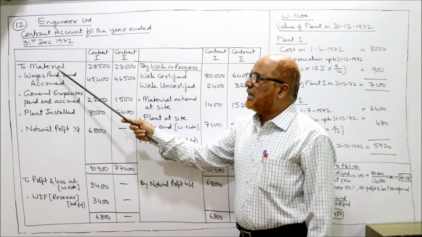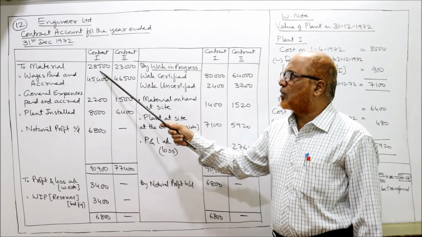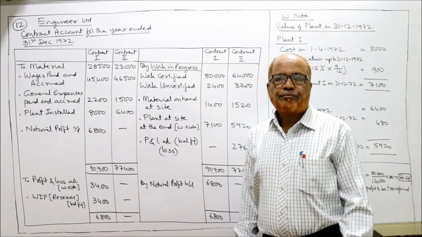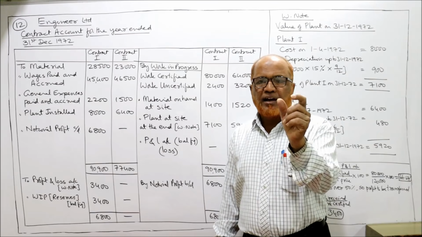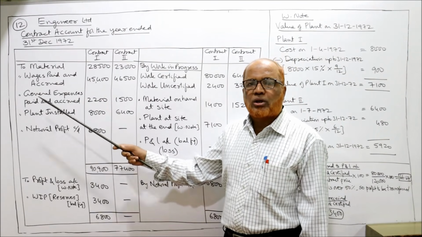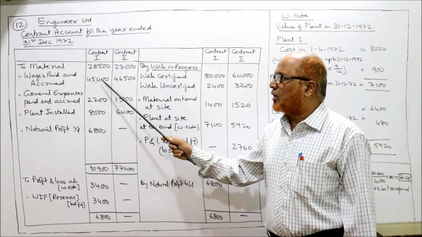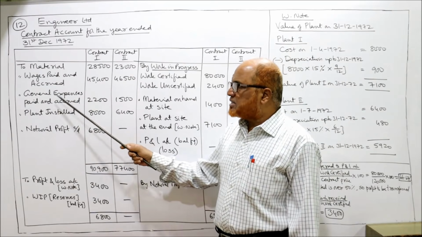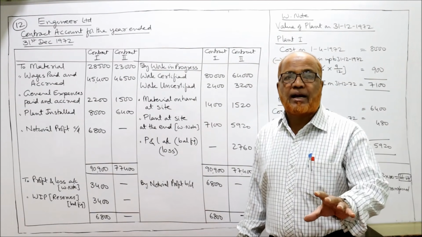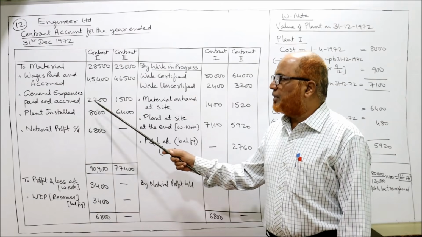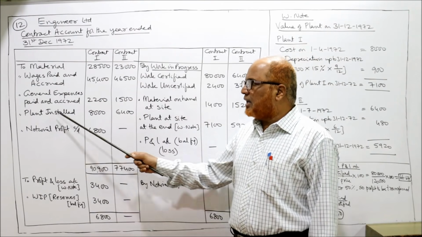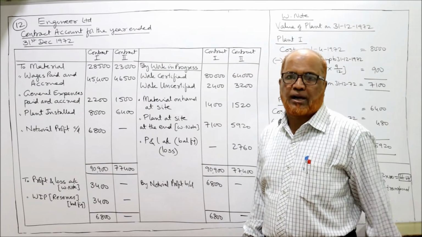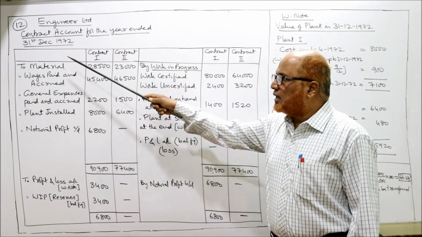Now, on the debit side, the respective material we have taken for contract 1 and contract 2. Wages paid and accrued, I have combined. In the problem, wages paid and wages accrued are given separately. I have combined them together. The total wages paid and accrued will be 45,400 for the first contract and 46,500 for the second contract. General expenses paid and accrued, again I have combined the paid as well as outstanding. It will become 2,200 and 1,500. Plant installed, the cost of the plant at the time of starting the contract, 8,000 and 6,000. All the debit items I have taken.